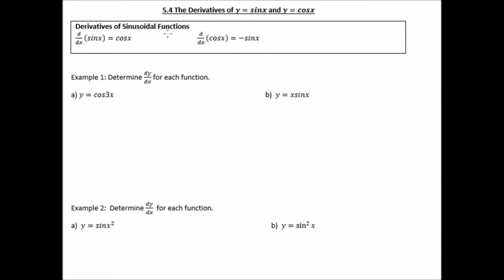About derivatives of sinusoidal functions. So the derivative of sine x is cos x. The derivative of cos x is negative sine x. Okay, so let's determine the derivative of each function.